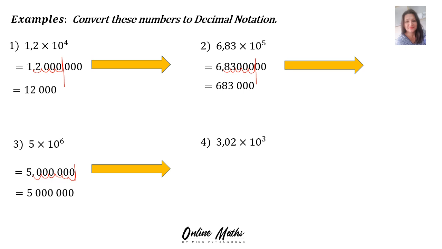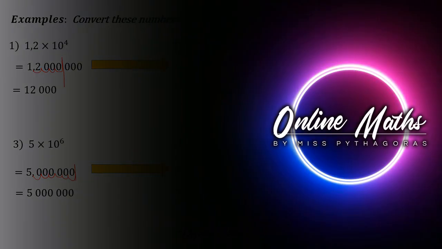Number 4. 3,02 times 10 to the 3. Add a couple of zeros and move your comma to the right 3 times. 1, 2, 3. And the answer, 3,020.